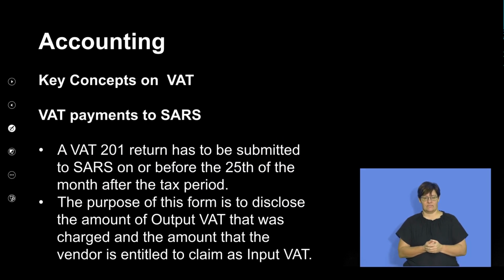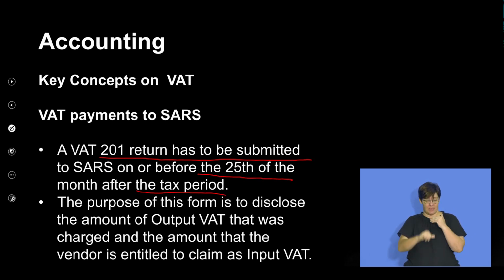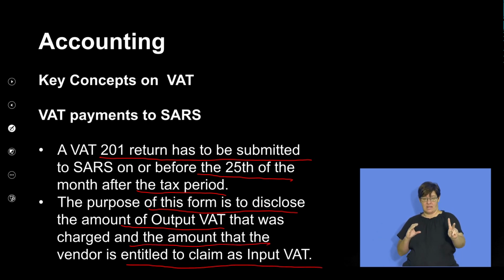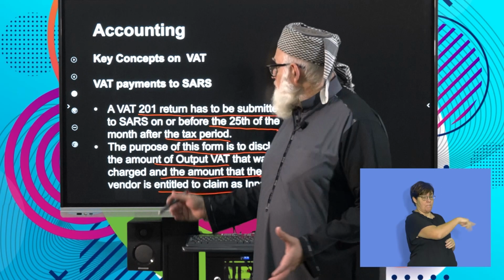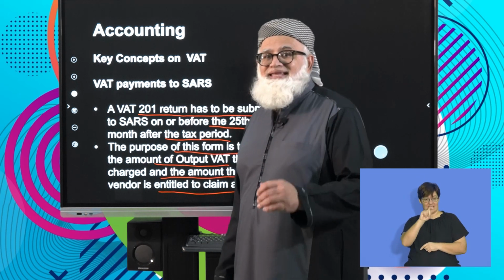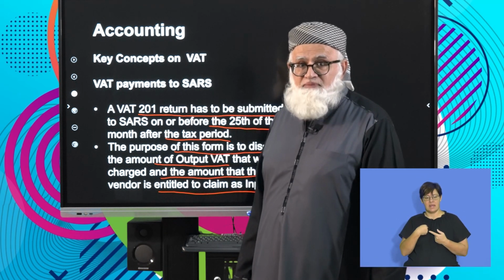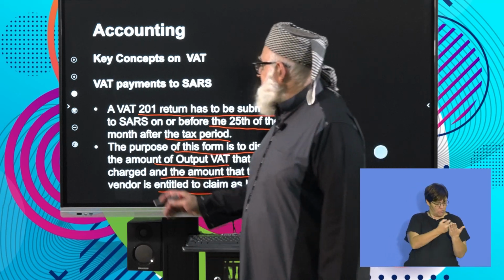Okay, now, how do you make your payments to SARS? A VAT 201 return has to be submitted on or before the 25th of the month after the tax period. The purpose of this form is to disclose the amount of output VAT that was charged and the amount that the vendor is entitled to claim back as input VAT. So in other words, this is a form that you fill in, the VAT 201 form, indicating all the VAT that you can claim back, all the VAT that you have collected.